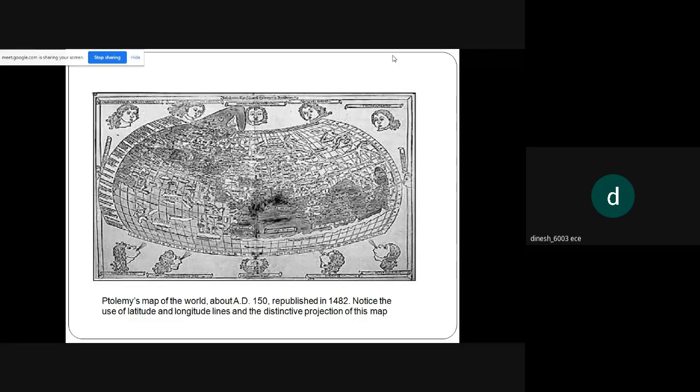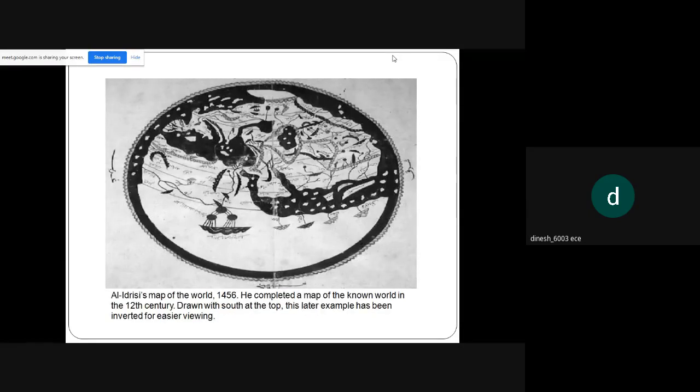Then Ptolemy's map of the world around AD 150, republished in 1492. Notice the use of latitude and longitude lines and the distinctive projection of the lines for mapping. In 1456, a map of the known world was completed in the 12th century, drawn with the South Pole at the top, such that it can easily be inverted later.